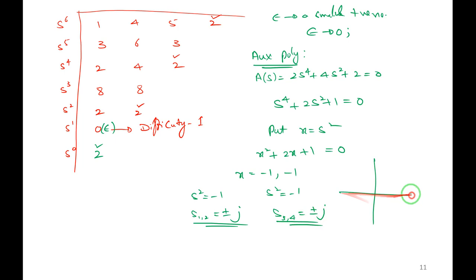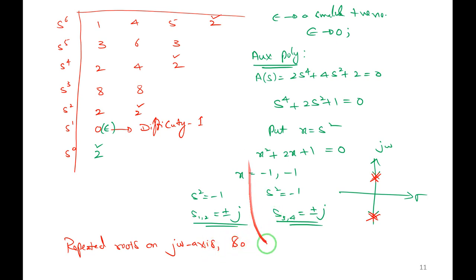So here you can locate the roots on the s plane. Plus j, minus j is one set of roots, and the same for the other set of roots, lying there only. Oh, they are overlapping. Plus j, minus j. So repeated roots are there on the imaginary axis, the j omega axis. So the given system is unstable.